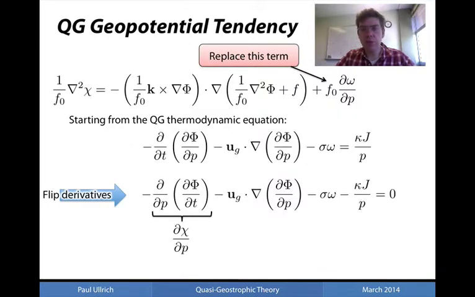So our goal then is to replace this last term in the geopotential tendency, and we're going to do that by using the omega that appears in the quasi-geostrophic thermodynamic equation. So first of all, we're going to start with the thermodynamic equation as shown here on line number 2. We're going to flip the derivatives and use the fact that we have defined this geopotential tendency, chi, in order to write this first term as just the pressure derivative of the geopotential tendency.